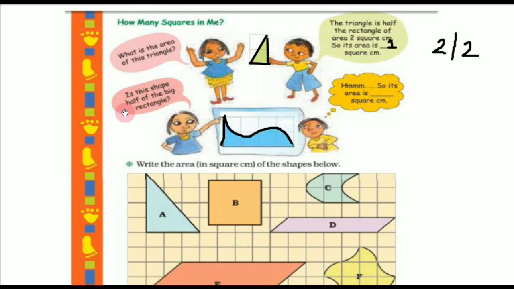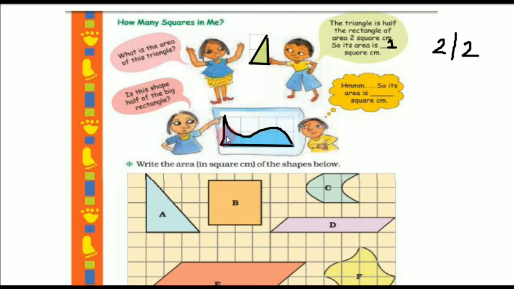Now here the girl asks, is this shape half of the big rectangle? So she is talking about this shape. Is this shape half of the big rectangle? What is the area of the big rectangle? 1, 2, 3, 4, 5, 6, 7, 8. So the area of this big rectangle is 8 square centimeter, and this shape is half of the big rectangle.